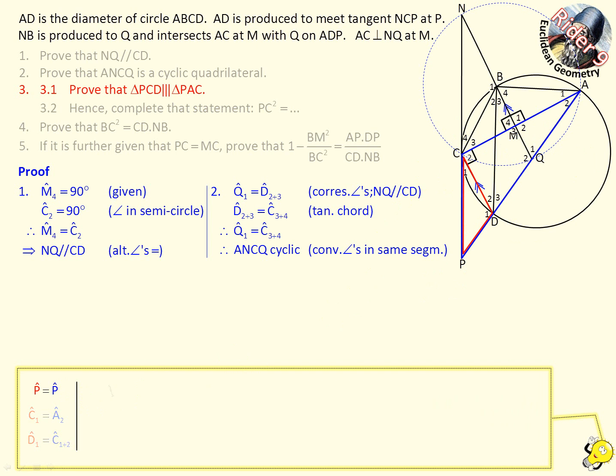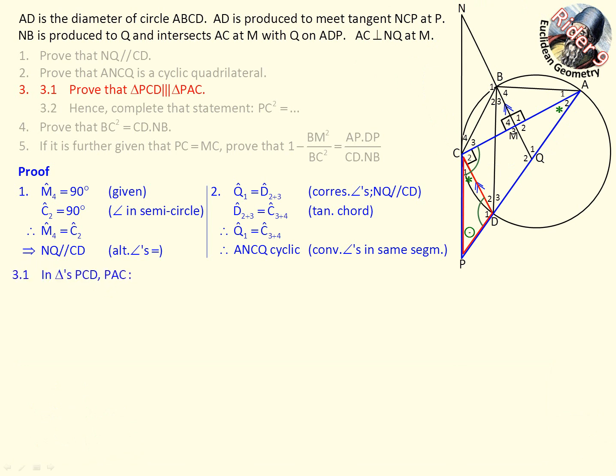Right, so P1 is common. C1 equals A2? Yes, tan chord. And D equals C1 and 2, very easy. The remaining angles are equal by angle sum triangle.